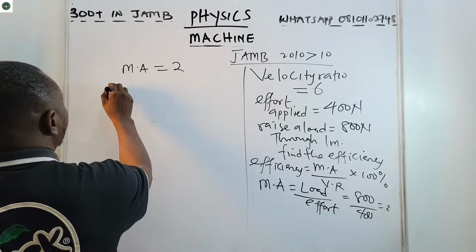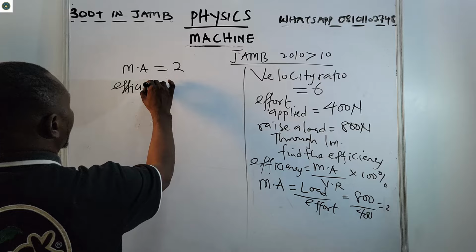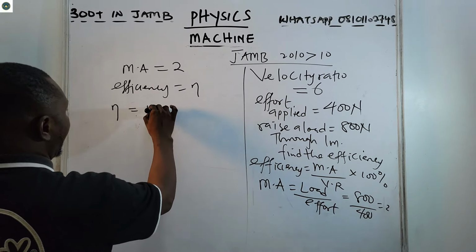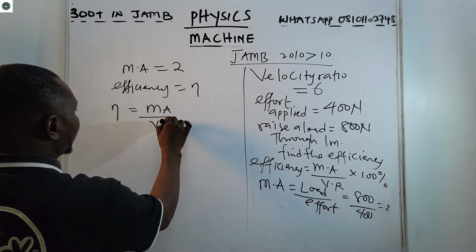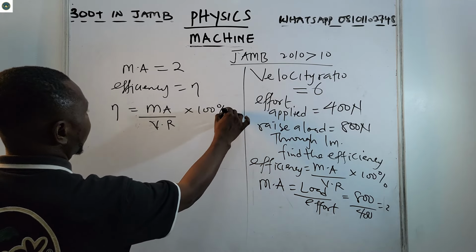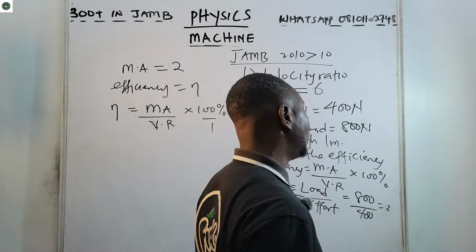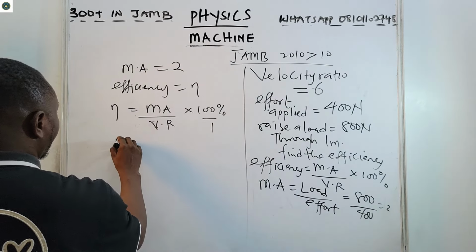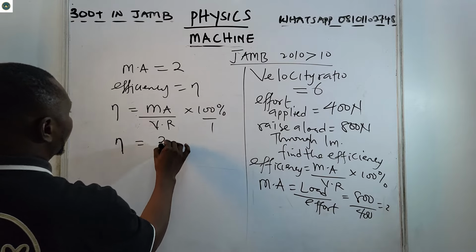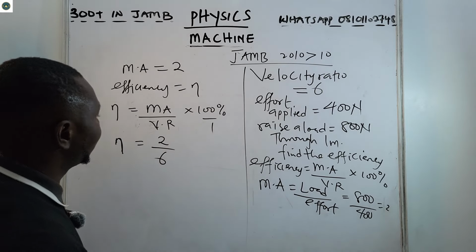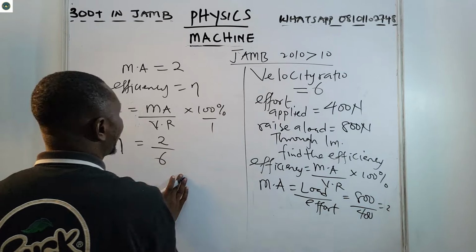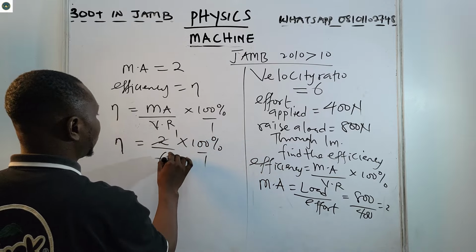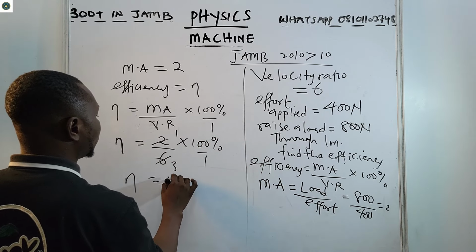So efficiency is MA over velocity ratio times 100% over 1. We know that mechanical advantage is 2. So that means efficiency is 2 over what? Over 6, because the velocity ratio is 6. So 2 over 6 times 100% over 1. So 2 here 1, 2 here 3. So we have 100 over 3%.